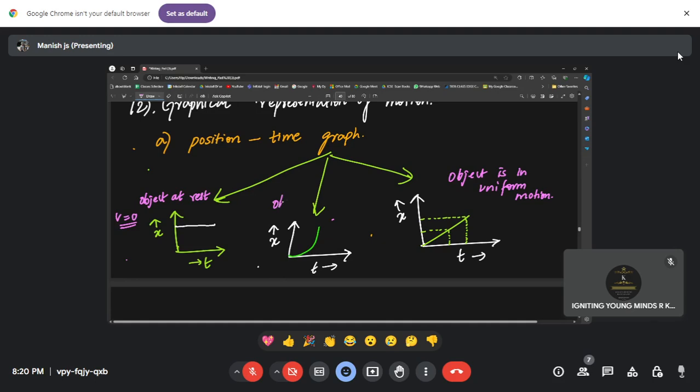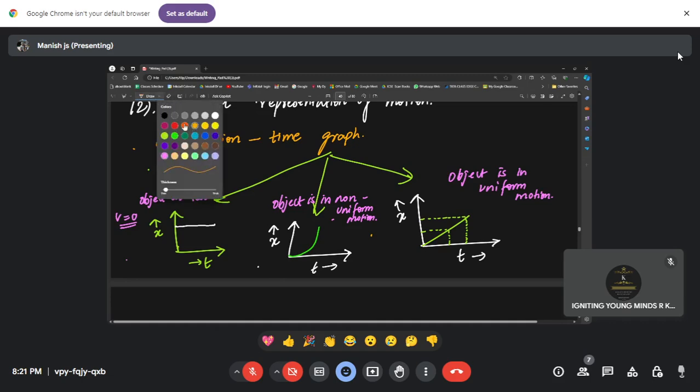So here the object is in non-uniform motion, as the position is not changing uniformly with time. It's not a linear relationship. It's a non-linear graph. Therefore, the object is in non-uniform motion. For uniform motion, there are certain points that you should keep in mind. You know that the object is going to travel equal distances in equal intervals of time. So we'll see that as well.